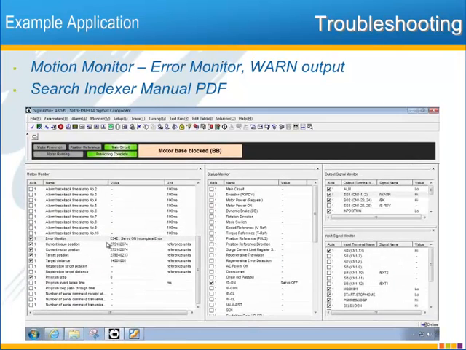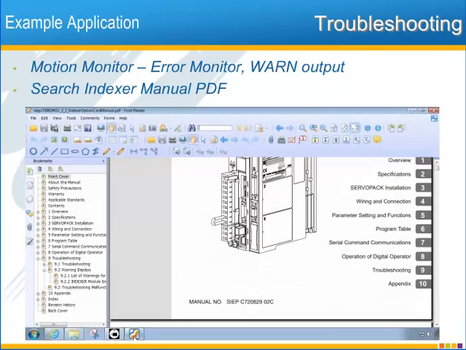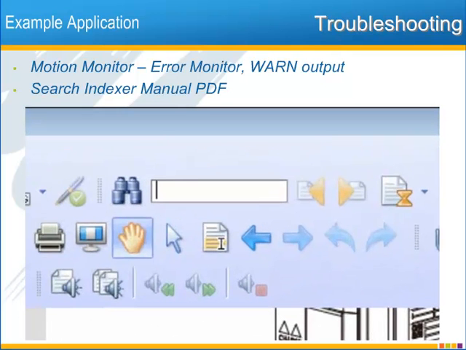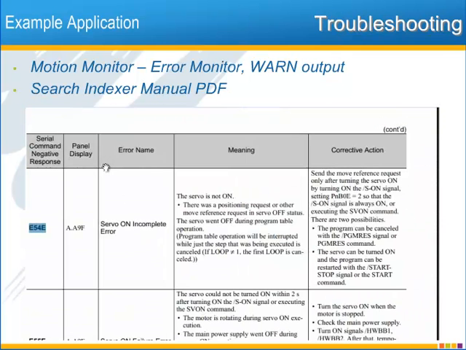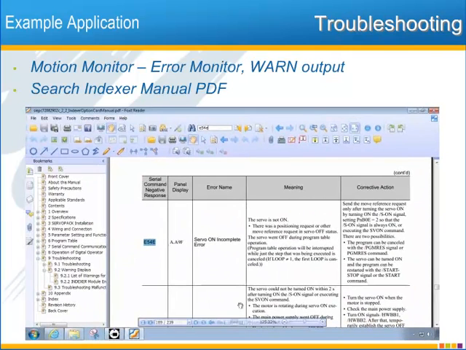If you do want more information on the error code, I recommend you look at the PDF of the indexer manual, and a real quick search for that code will give you more information at E54E. And you see here the servo on incomplete, and it gives you a lot of meanings and corrective actions. And so I think in this section, section 9 troubleshooting of the manual PDF, you get a good idea of what to do based on the error code description.